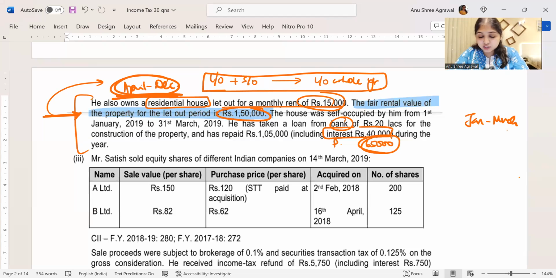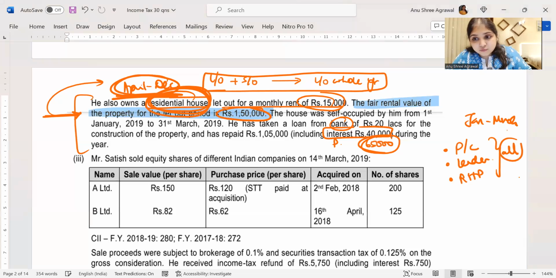And one more condition. See, there are totally 3 conditions. Condition number 1, the loan should be for purchase or construction of the property. Condition number 2, you'll have to see who the lender is. And condition number 3, it has to be a residential house property. Only if it is a residential house property can you give me 80C for principal repayment. Tell me, is it a residential property? Yes, the question clearly tells me it's a residential property. So all my conditions are fulfilled. Therefore, go ahead, enjoy the 65,000 as 80C deduction.